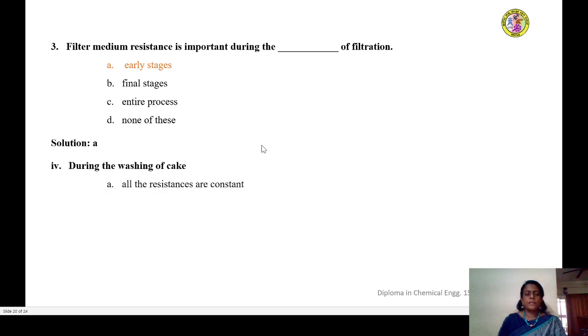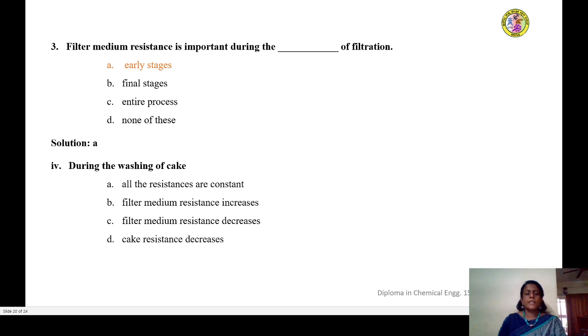During the washing of cake, all the resistances are constant. Filter medium resistance increases. Filter medium resistance decreases. Cake resistance decreases. So washing of the cake takes place at a constant resistance because during the washing only the clear liquid flows through the filter cake and the filter medium. So there is not much alteration to the resistances that are already present in the washing cycle of the filtration. So all the resistances that are present will be constant during the washing of the filter cake.